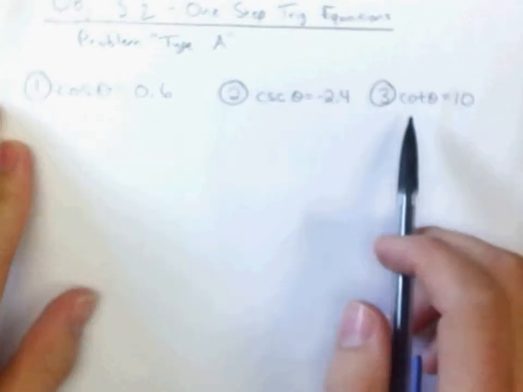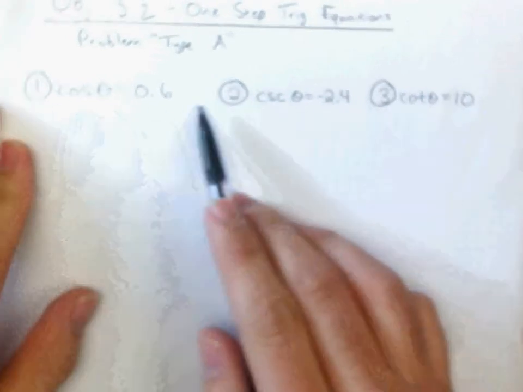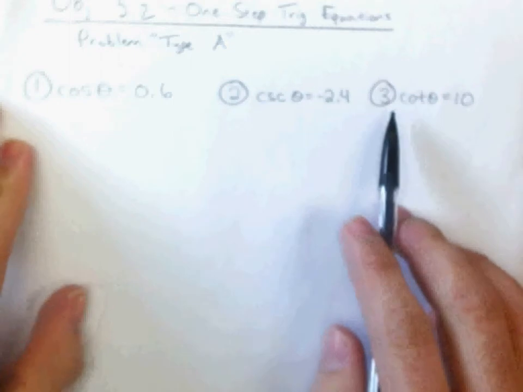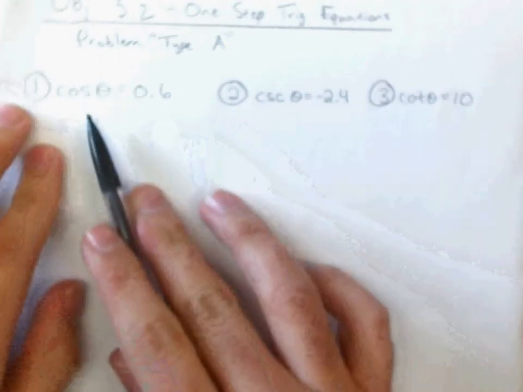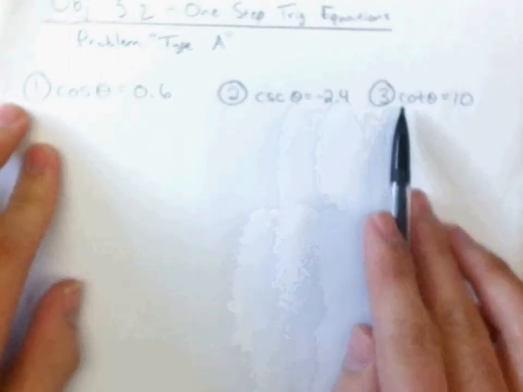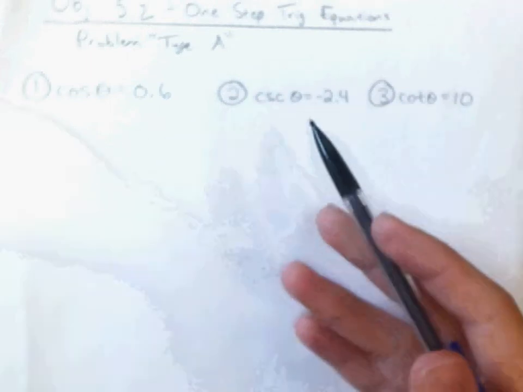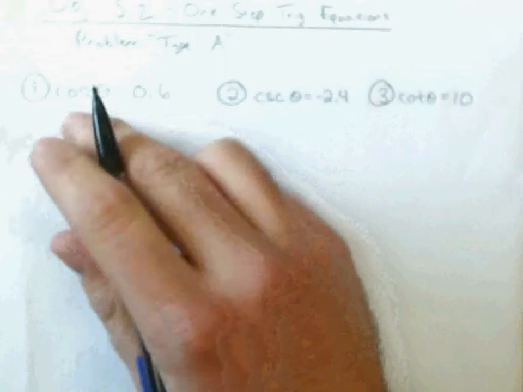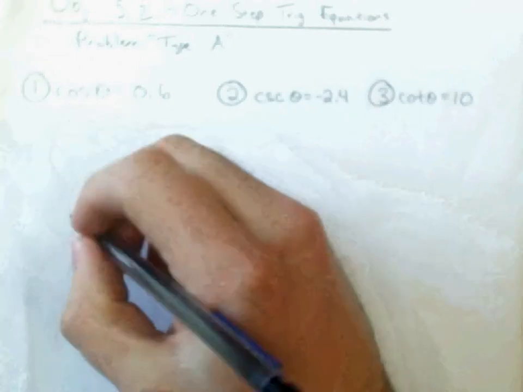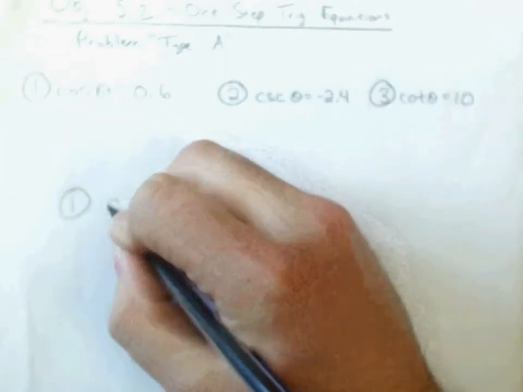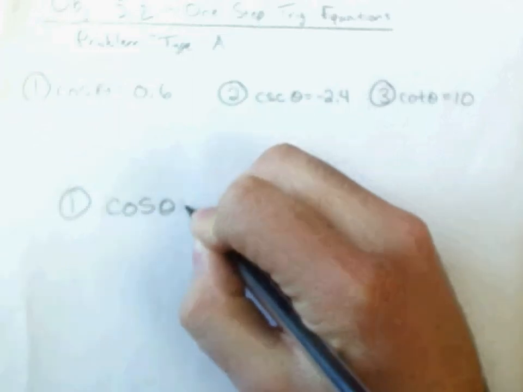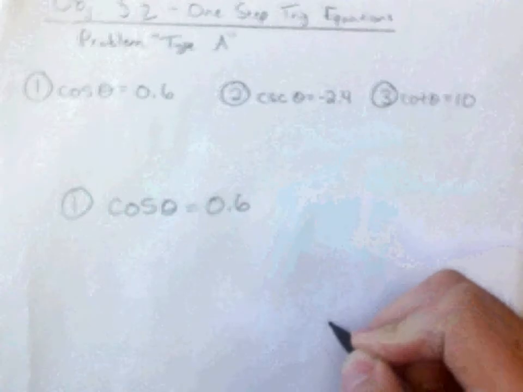So I'm going to do these three problems. We've got a cosine problem, a cosecant problem, and a cotangent problem. There are also sine, secant, and tangent problems, but they're going to be very similar to one of these three. All right, so let's start with number one here. Cosine theta equals 0.6 degrees.